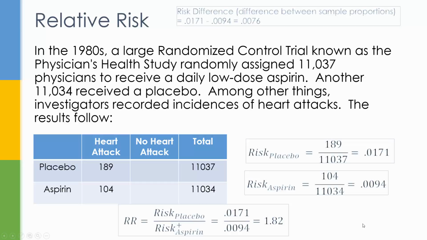And while I'm at it here, I'm going to put something else here. There's also something called risk difference, which is just the difference between the two proportions. So we take the 0.0171, subtract the 0.0094, and the 0.0076 is the difference in the absolute sense, the difference between proportions or risks for the two groups.